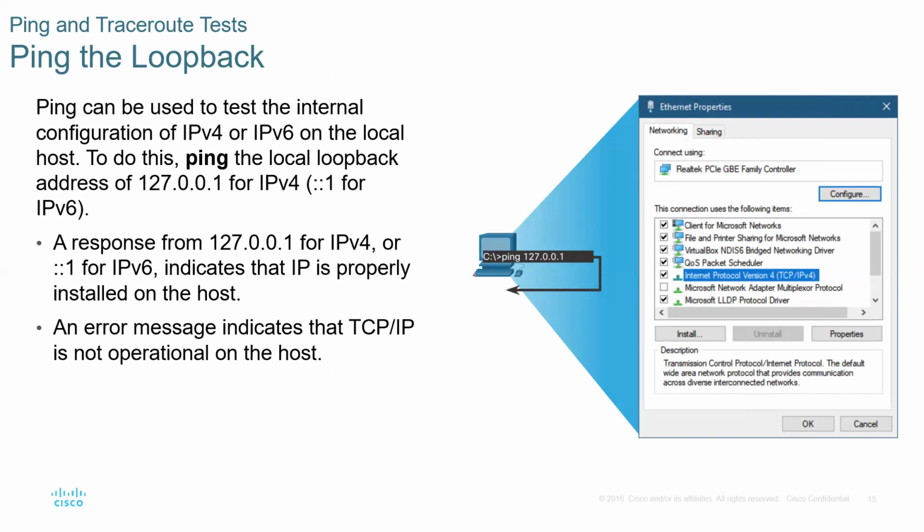Remember we talked about the loopback interface. The loopback interface is just the IP address of your network interface card as set by the manufacturer. So you can use it to test the configuration of your IP version 4. You can use it to test that.